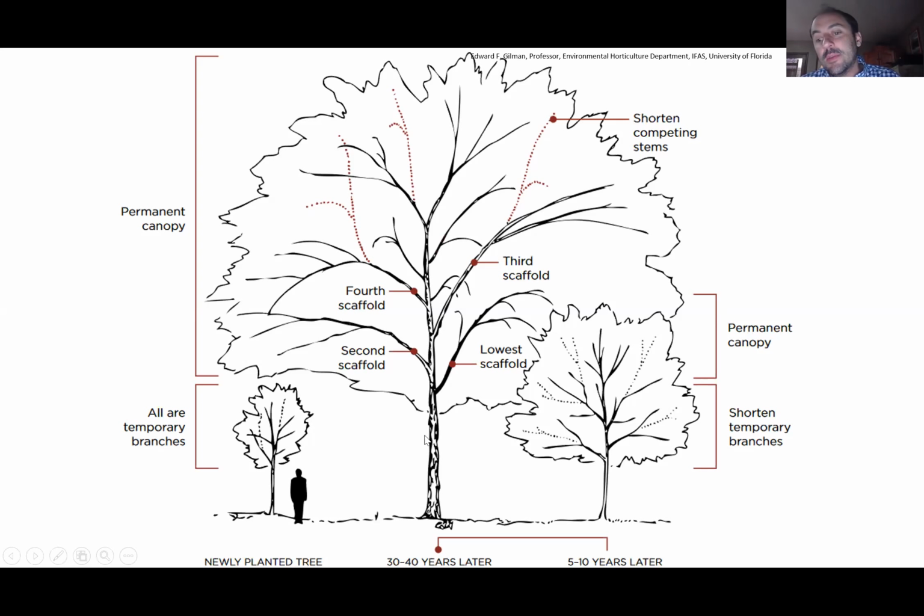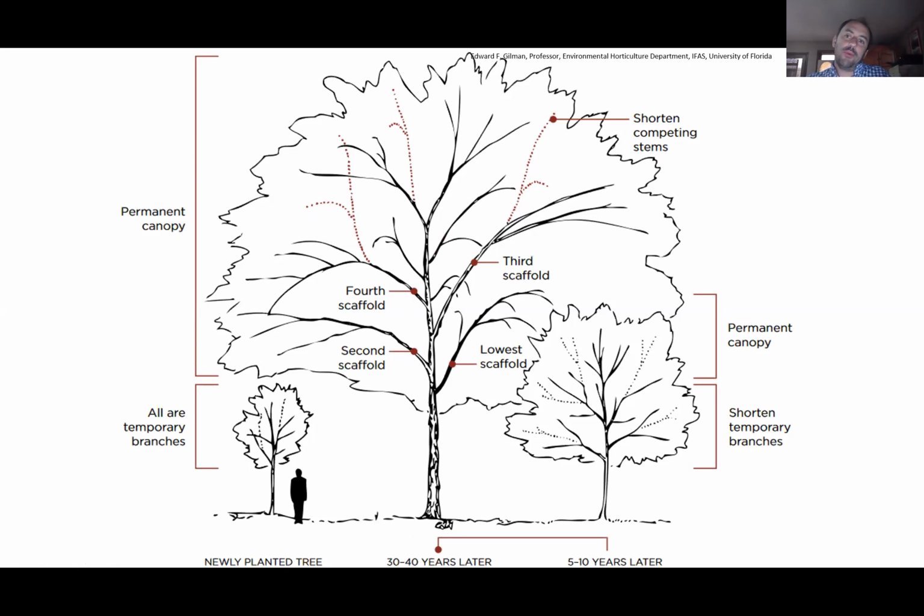And then eventually we get to the point where the tree has reached a size where all the temporary branches outside of the permanent canopy are removed, and we start having these permanent scaffold branches that are evenly spaced in the canopy. You'll notice up at the top, we have a mix of the permanent scaffold branches with some small branches in between them, which are temporary and probably going to be removed at some point as the tree gets even taller.